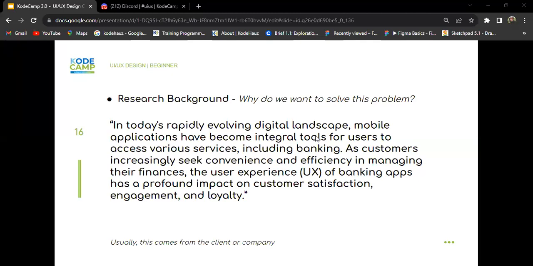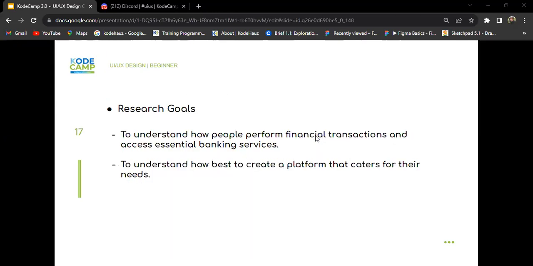This is why we want to solve this problem, because the world is evolving. People no longer want to go to the bank and just sit all day. They want to be able to perform these financial transactions from the comfort of their homes, just a few clicks on their phones or websites. Usually this comes from the client or company. That's the research background. Now, the next thing is what we call the research goals.